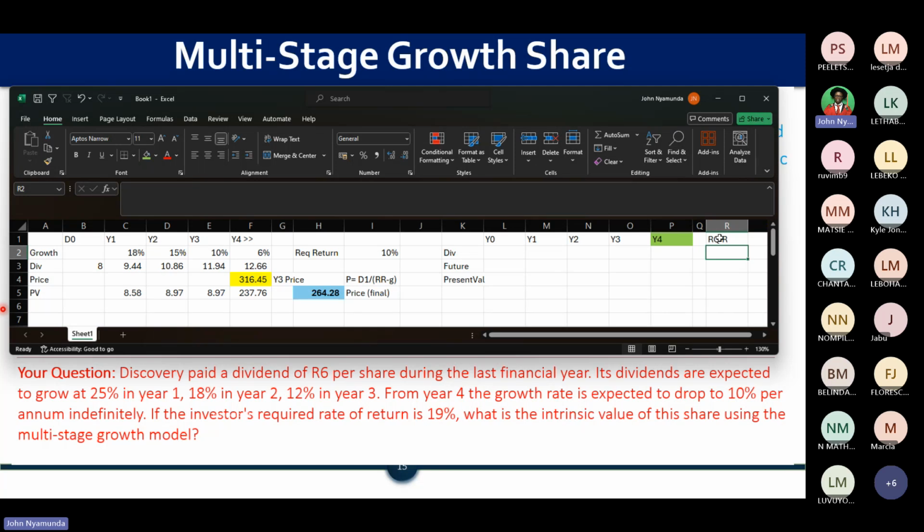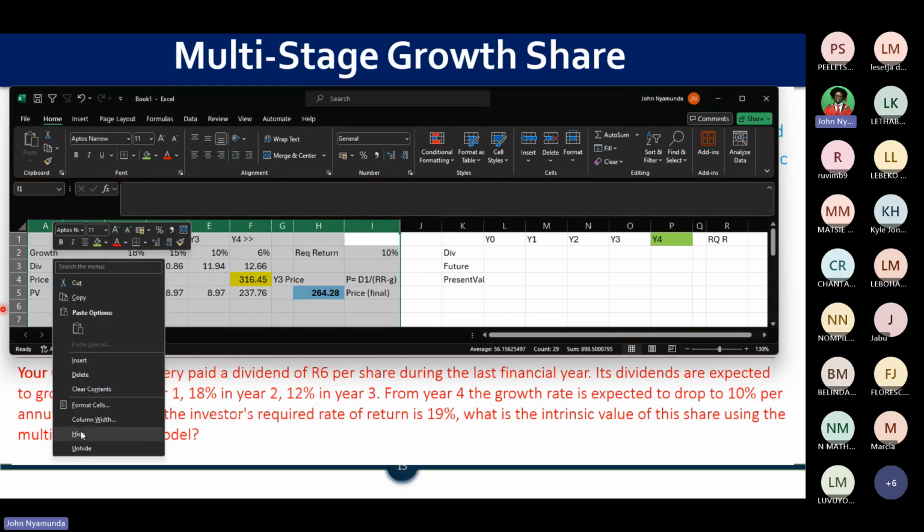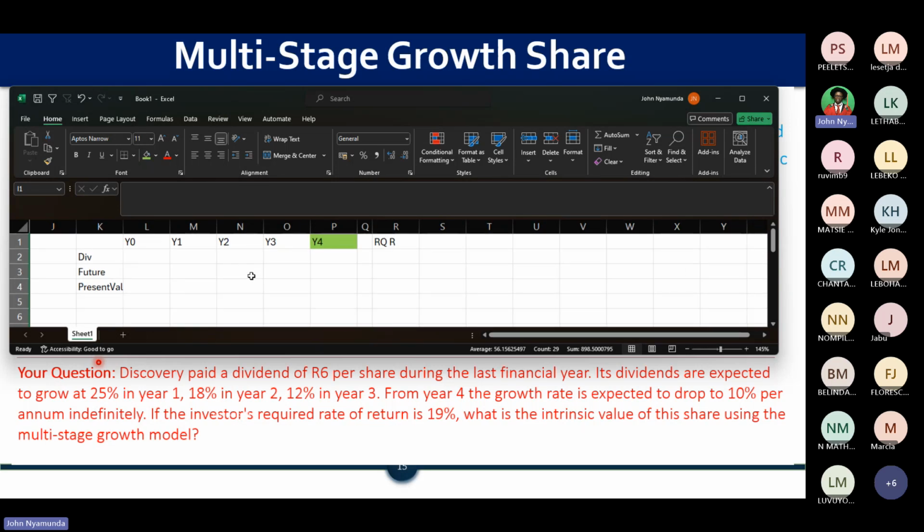Okay, ladies and gentlemen, I can see a few. I know you are still fighting with it, but let's do it together, otherwise we will run out of time. So I'm going to hide what we did before so that we don't have clutter on the screen. I'm going to zoom a little bit.